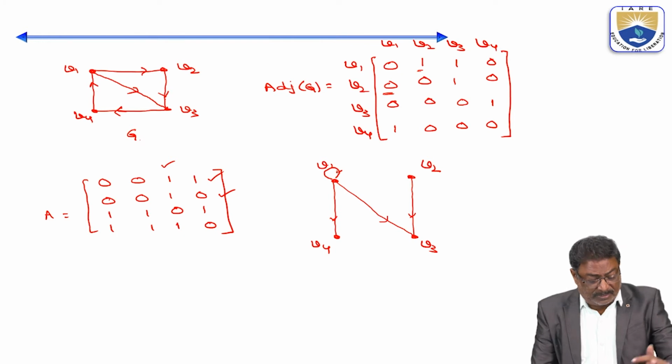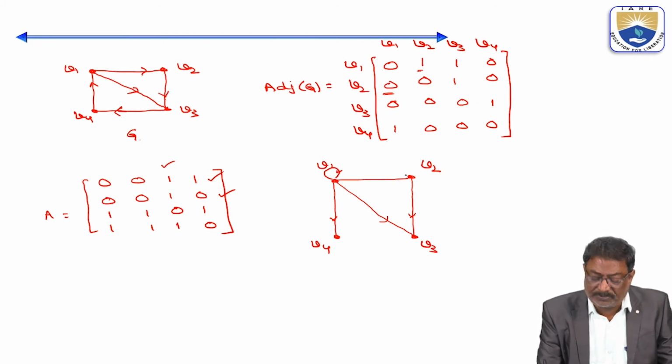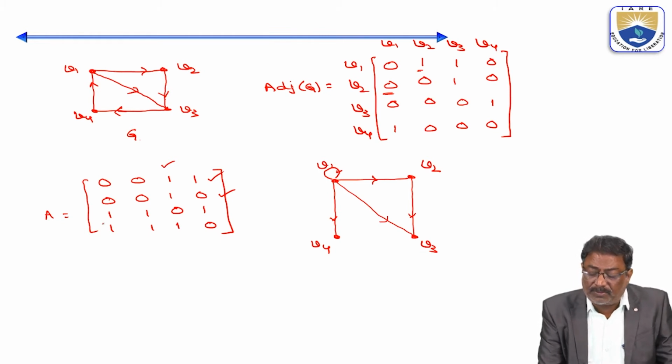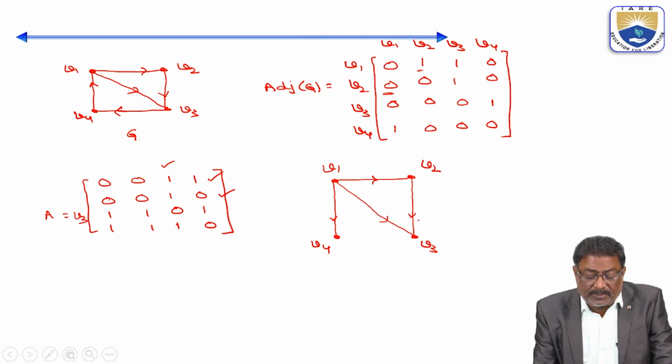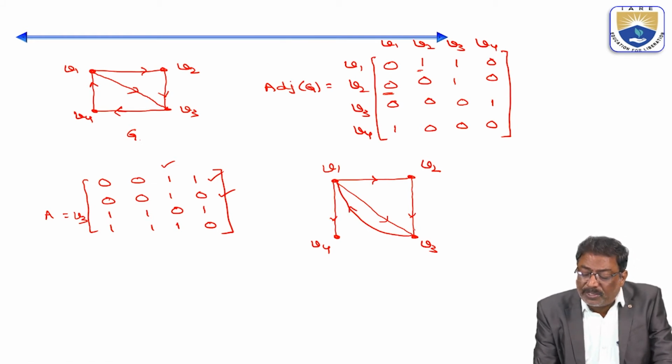V1 to V1, there is an edge. Next, V1 to V2, there is a directed edge. Sorry, this is a V3, I am not going to consider this as a V1. Then it is V3 to V1. See here, the third one is V3 to V1, there is an edge. V3 to V2, there is an edge. And V3 to V4, there is an edge.